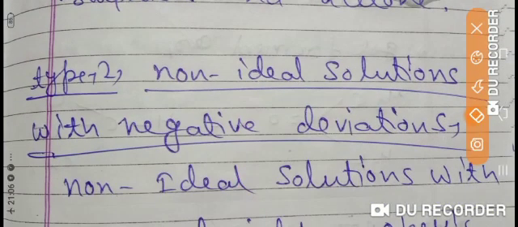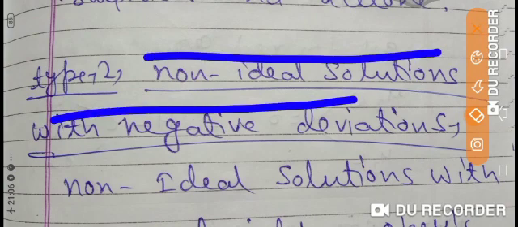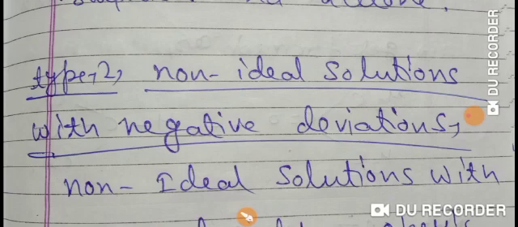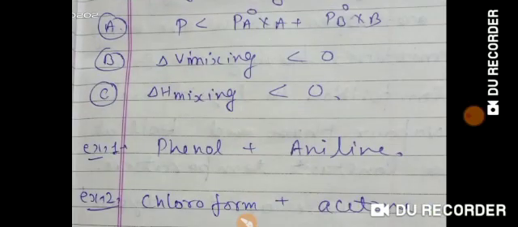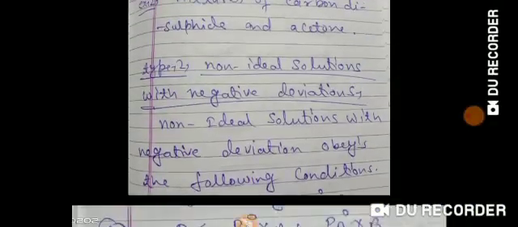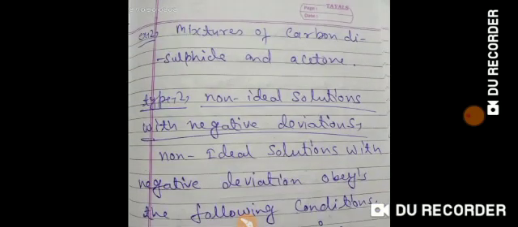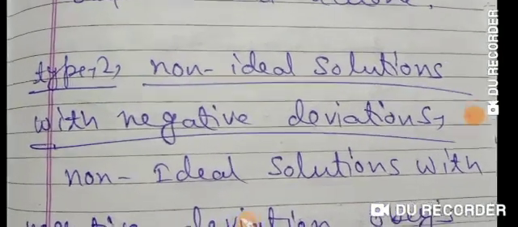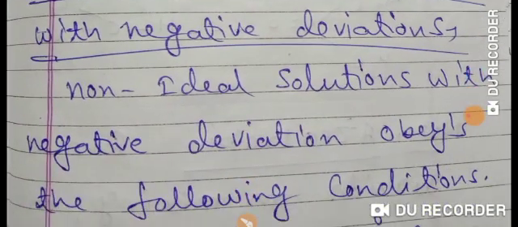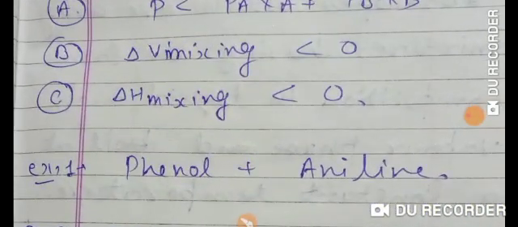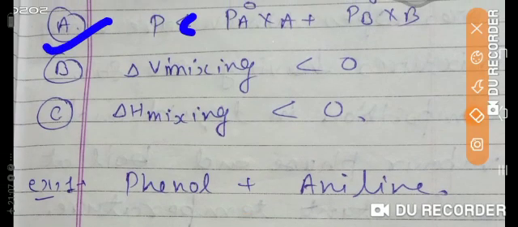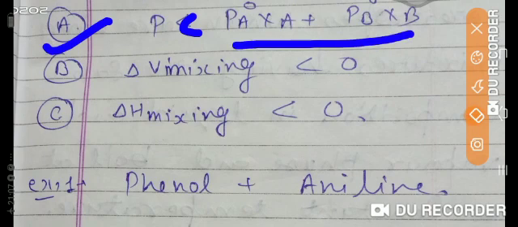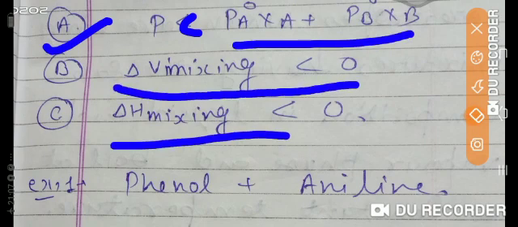As I told you earlier, when all the things will be less, then it will be the non-ideal solution with negative deviation. So we are seeing type 2, non-ideal solution with negative deviation. Non-ideal solution with negative deviation obeys the following conditions. Look at the bigger screen. As you can see, P is less than Pa naught xA plus Pb naught xB. Delta V mixing is less than 0 and delta H mixing is less than 0.